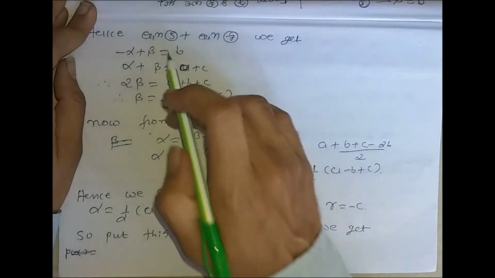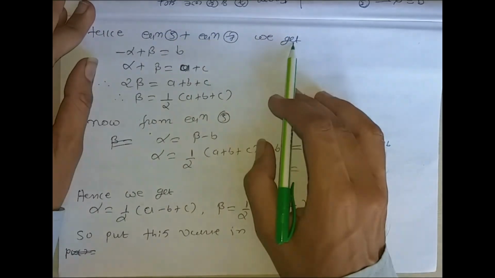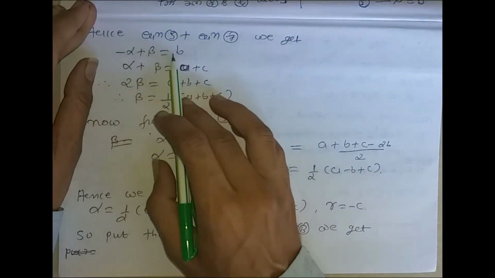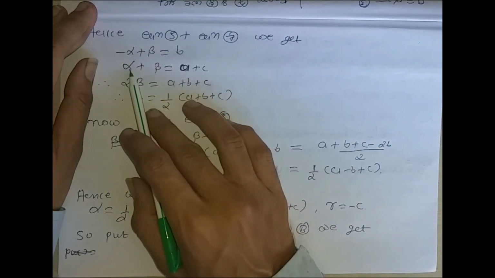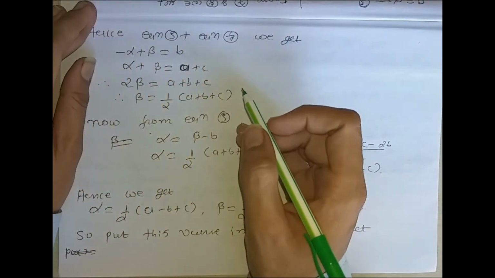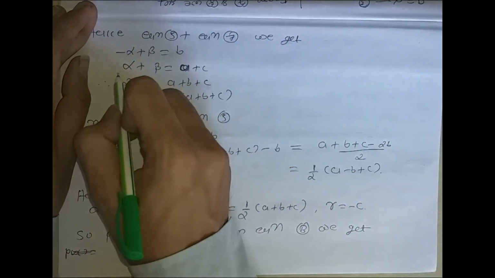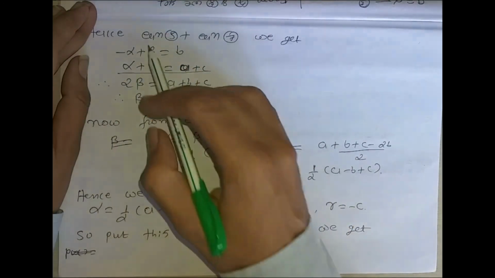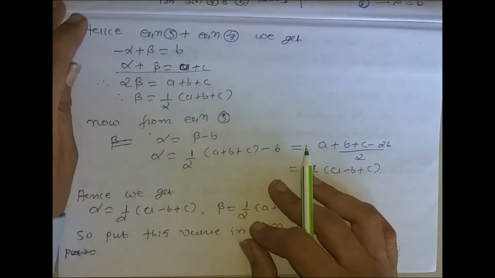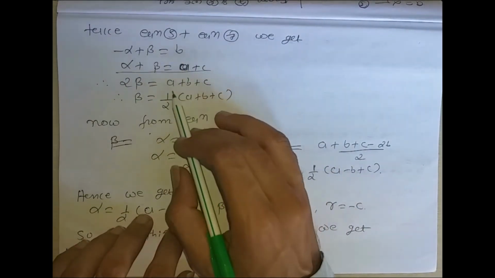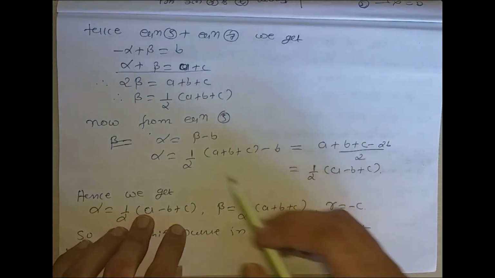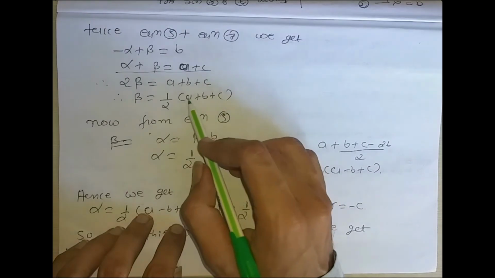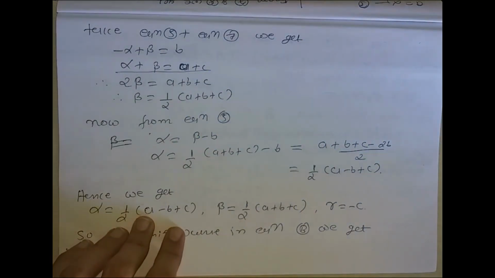So consider the addition of equation 5 and equation 7. We get minus alpha plus beta is equal to b, alpha plus beta is equal to a plus c. Now consider the addition. So minus alpha plus alpha cancel out. Beta plus beta is equal to 2 beta is equal to a plus b plus c. So the value of beta is equal to 1/2 (a plus b plus c).